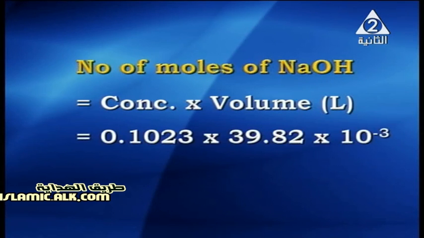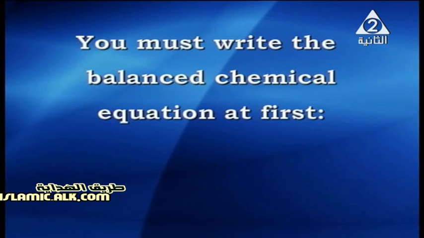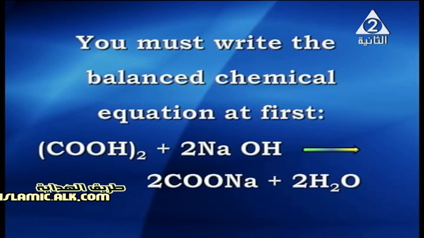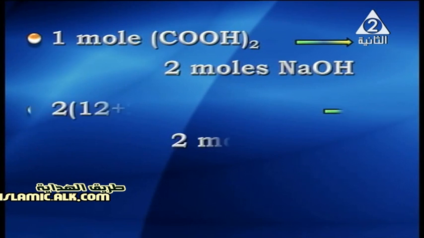So equals 0.1023 times 39.82 times 10 to the power negative 3 equals 0.004 mole. You must write the balanced chemical equation at first. (COOH)2 plus 2 NaOH gives (COONa)2 plus 2 H2O. So 1 mole of oxalic acid reacts with 2 moles of sodium hydroxide.